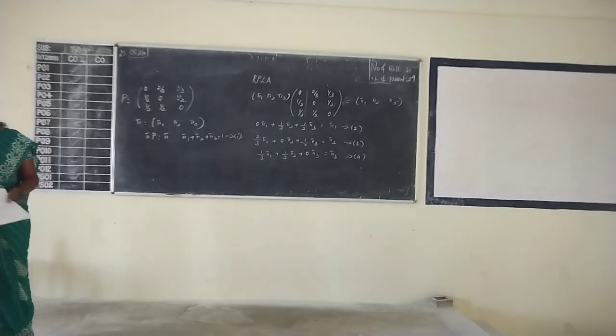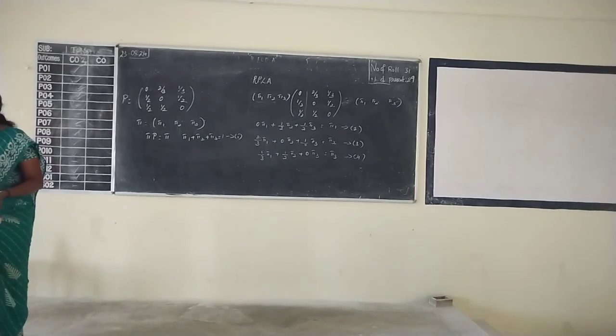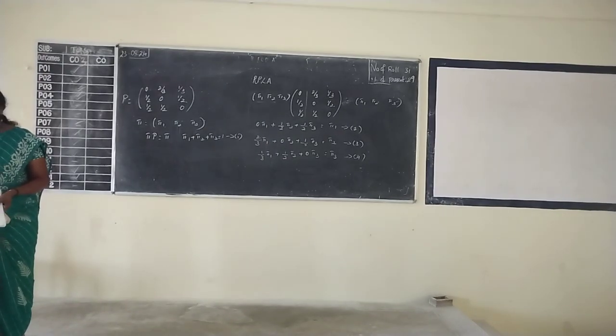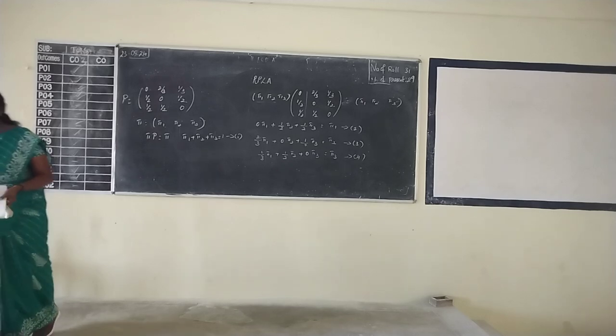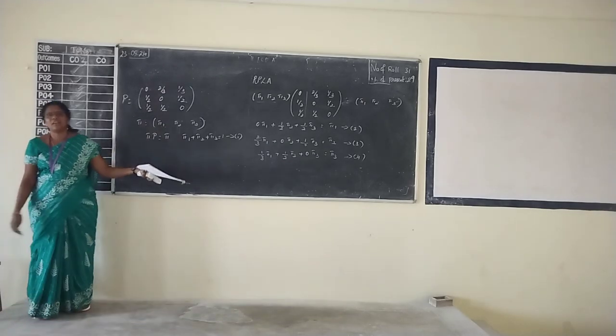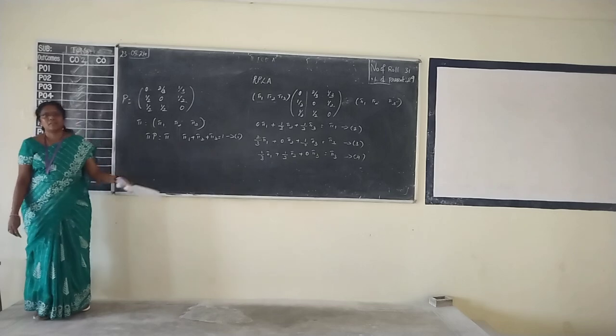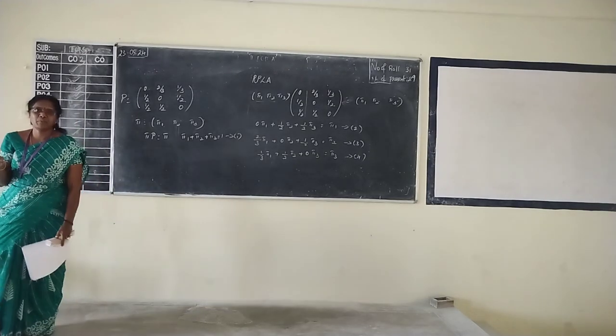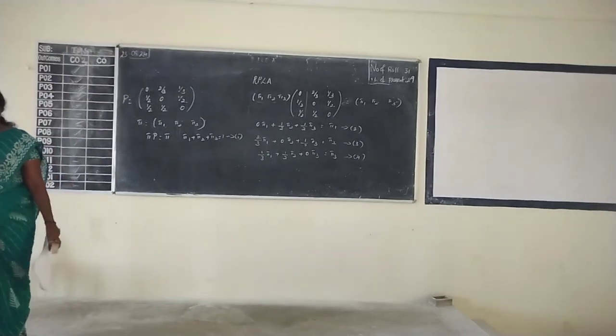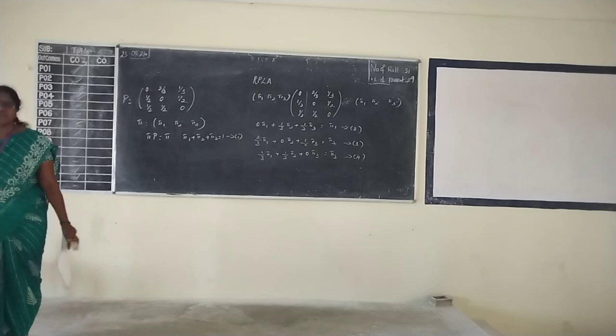If I get this, so 1 by 3, 1 by 3, 1 by 3. Yes or no? So solve it and check whether it is right or wrong. Okay, that is the criteria for the probability values now. That is one of the criteria, but I leave it to check.